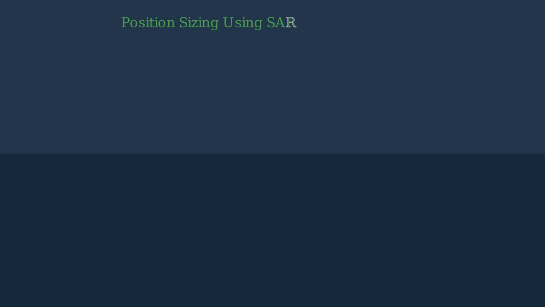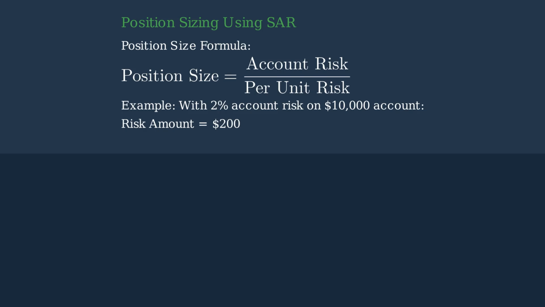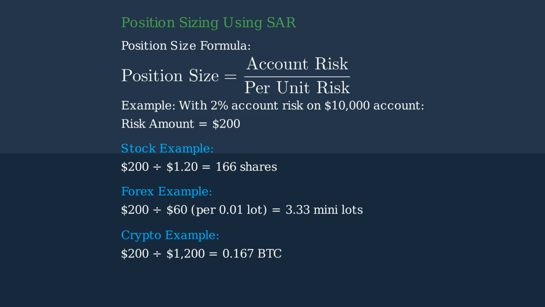A key element of successful trading is proper position sizing. Using the parabolic SAR helps determine your risk per trade. For each market, we calculate position size by dividing our risk amount by the distance to the SAR. For example, with a 2% risk on a $10,000 account, we risk $200 per trade.